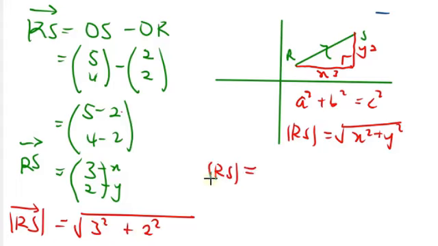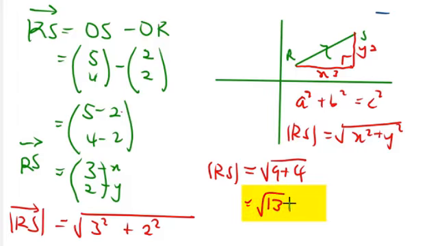Let's simplify this. The magnitude of RS is equal to the square root of, 3 squared will give us 9, 2 squared will give us 4. What is 4 plus 9? That will give us 13. So the magnitude of RS is root 13 units. So we are done with calculating the magnitude of vector RS.